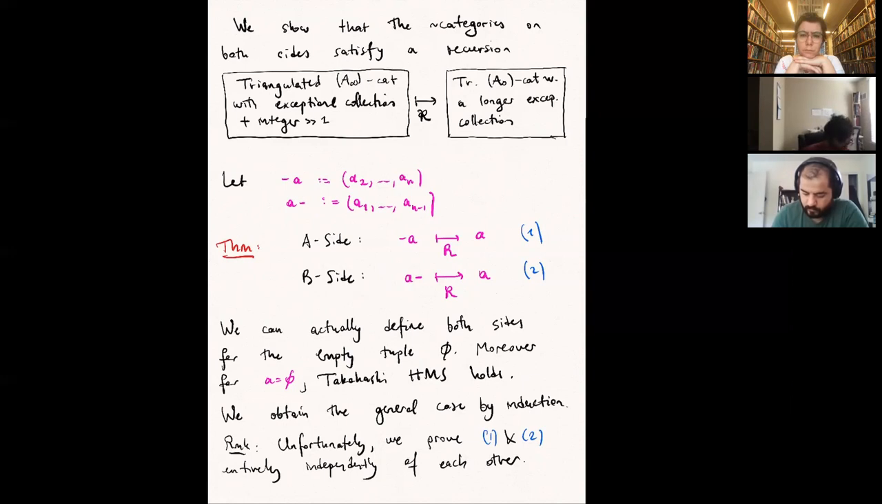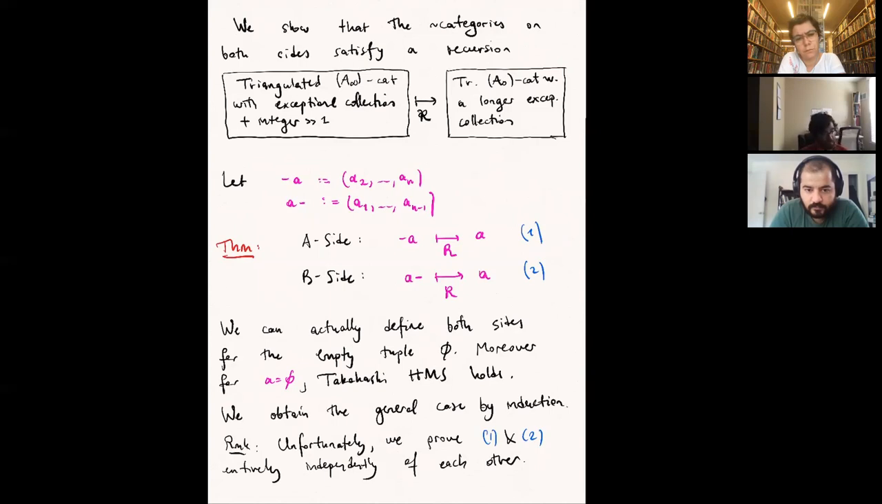Okay, so then what we actually prove is the following statement. Let's introduce this notation. So this guy over here. If I put minus A, that means I remove the first entry of this vector. And if I put A minus, then that means I remove the last entry of this vector. And what we prove is that on the A side, the recursion is satisfied in this way. So the category for A is obtained by this recursion from minus A.